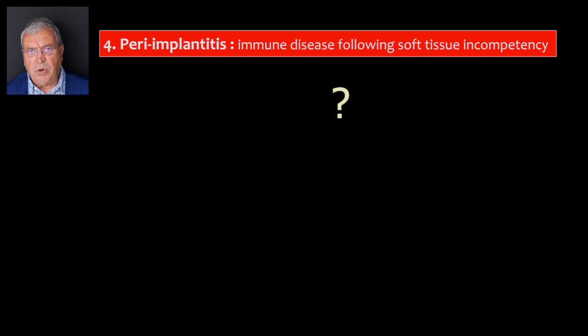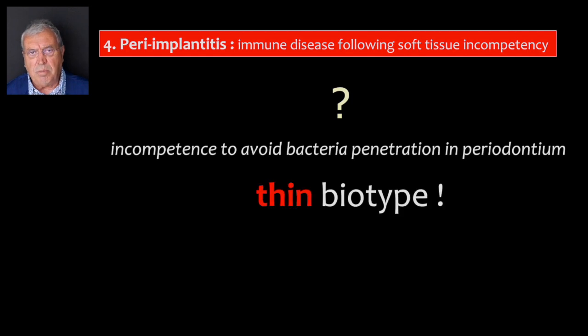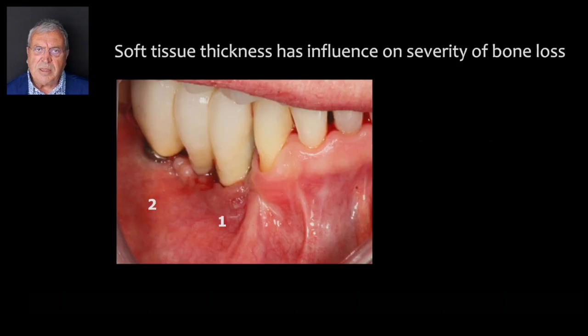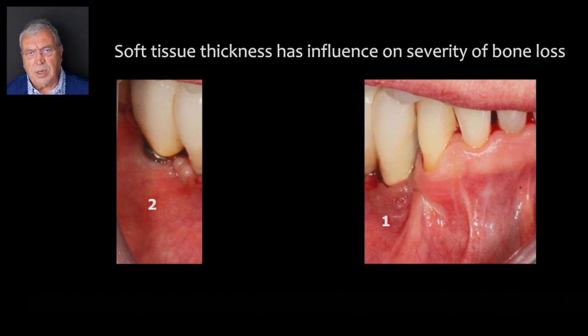Immune disease can follow a soft tissue incompetency. What does incompetency mean? It's the incapacity to prevent bacteria from penetrating into the periodontium. An incompetent tissue is a thin biotype. Soft tissue thickness influences the severity of bone loss: the thinner the soft tissue, the more important the bone loss.